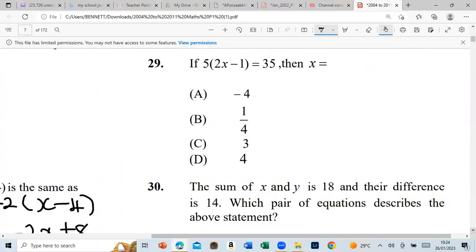Right, this one says if 5 bracket 2x minus 1 is equal to 35, then x is equal to. How do you guys approach that? What's the answer, guys?